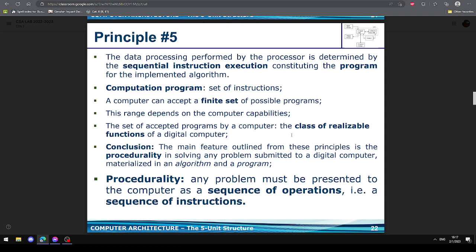Conclusion. The main feature outlined in this principle is the procedurality in solving any problem submitted to a digital computer, materialized in an algorithm and a program. So procedurality: any program must be presented to the computer as a sequence of operations, i.e., a sequence of instructions.